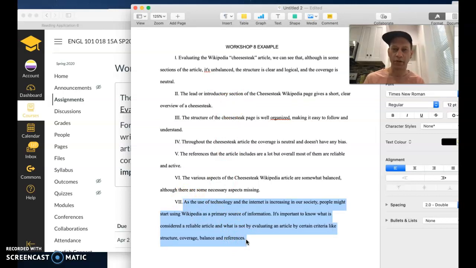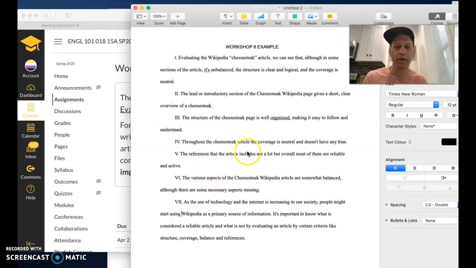This is not the whole conclusion. It's just the first 2 sentences of the conclusion. As the use of technology and the internet is increasing in our society, people might start using Wikipedia as a primary source of information. It's important to know what is considered a reliable article and what is not by evaluating an article by certain criteria like structure, coverage, balance, and references. Excellent, exactly right.